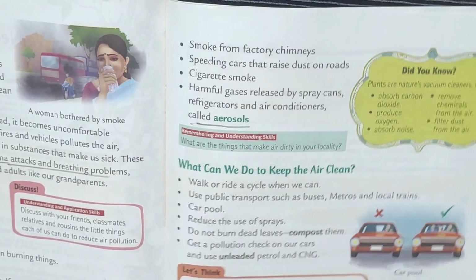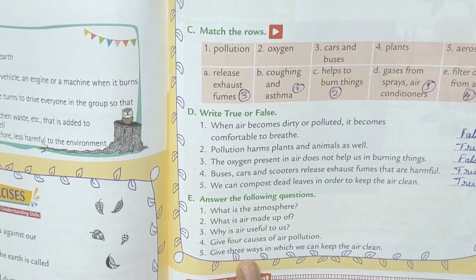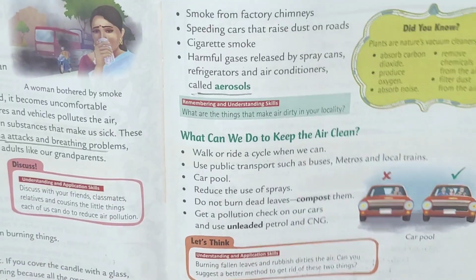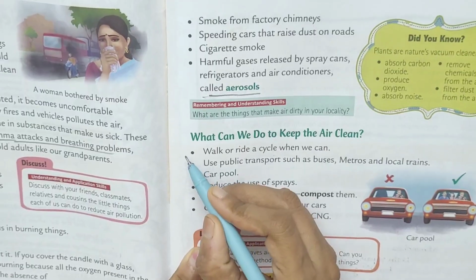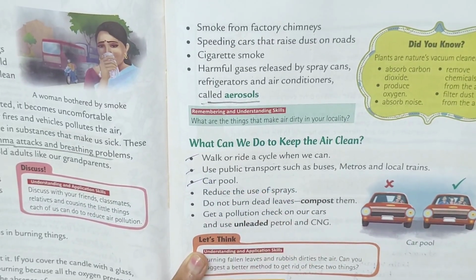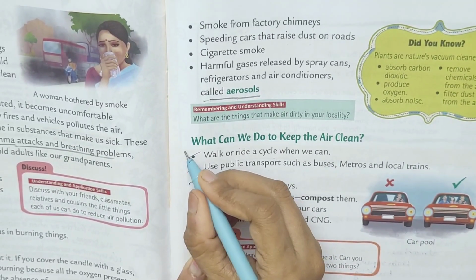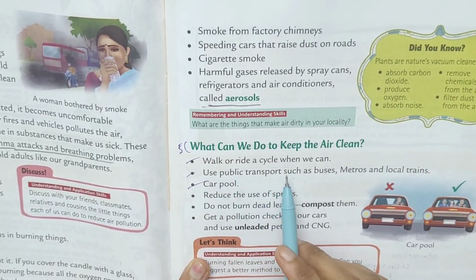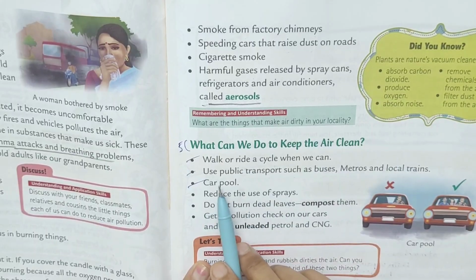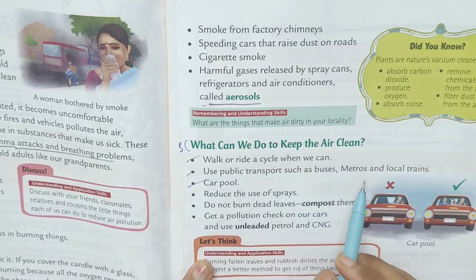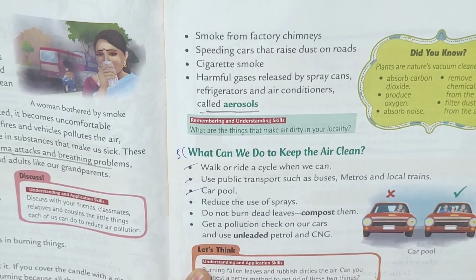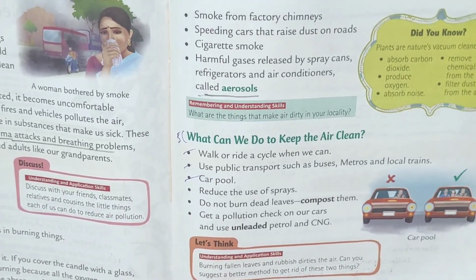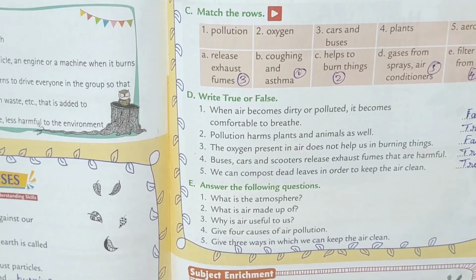Next. Give 3 ways in which we can keep the air clean. Walk or ride a cycle when we can. Use public transport such as buses, metros and local trains. Carpool or reduce the use of sprays. Write any 3.